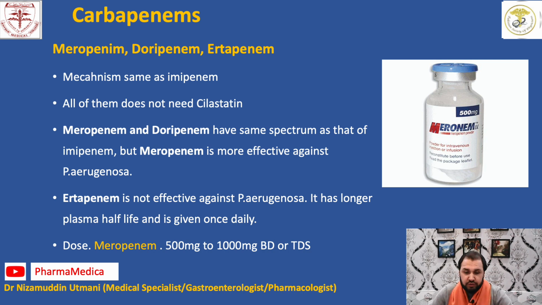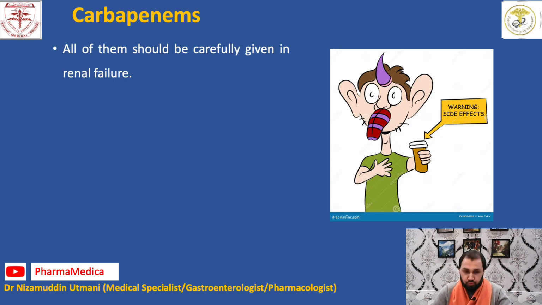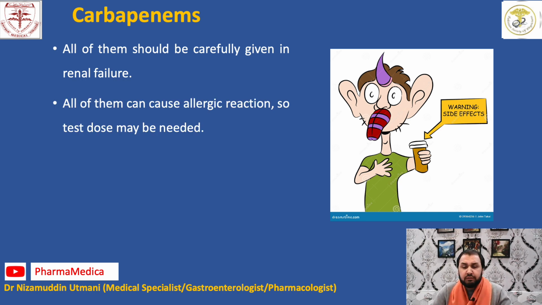The dose of Meropenem is 500 to 1000 milligrams BD or TDS. So routinely we use two drugs: one is Imipenem and the other one is Meropenem. Doripenem and Ertapenem are not routinely used. All of them should be given carefully in renal failure.